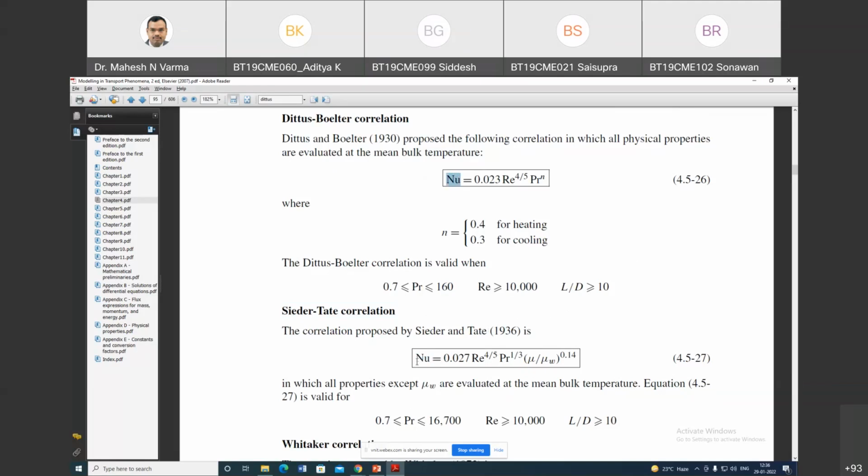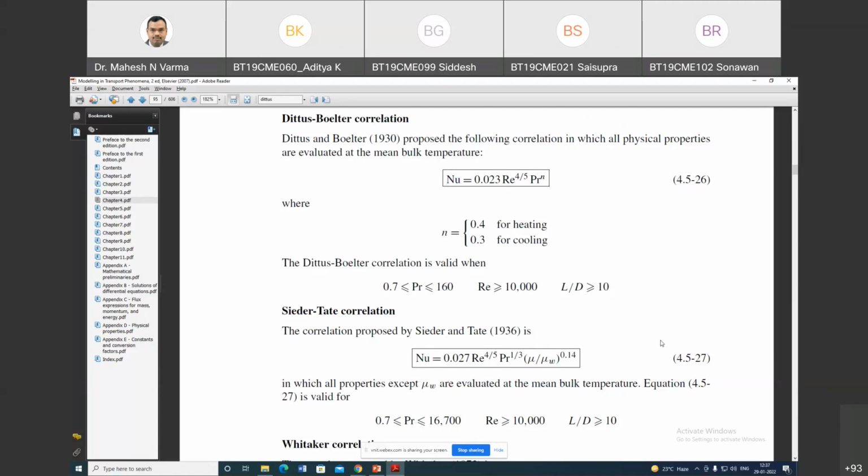Certainly, if I use this Sieder-Tate, I will get a different value of heat transfer coefficient, and there can be a difference of plus minus 25% if I calculate the heat transfer coefficient using this. Both are correct. I cannot say that this is wrong and this is right.